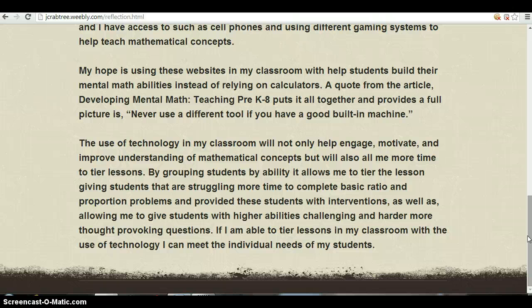Overall, I feel like I have learned a great amount of information through this research. And like I've said many times, I cannot wait to implement all of this material into next school year.